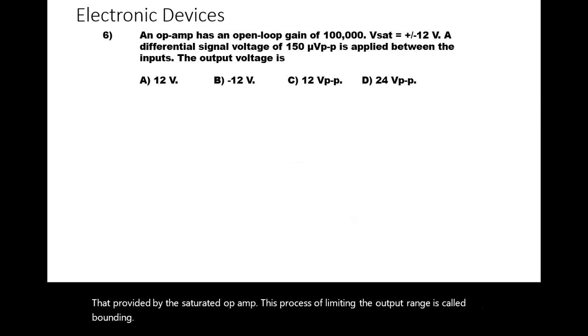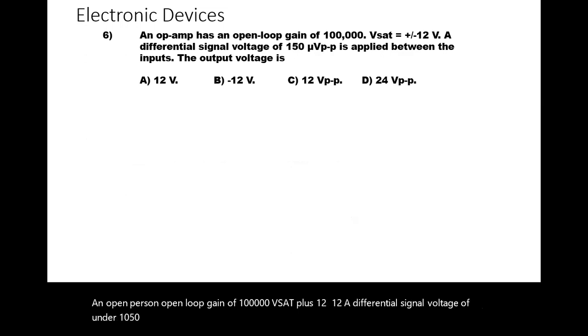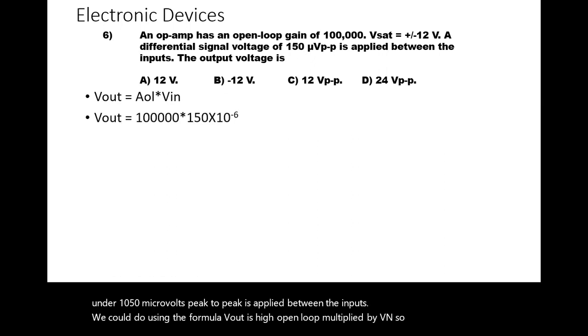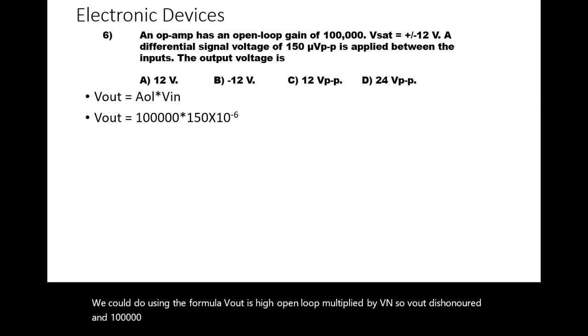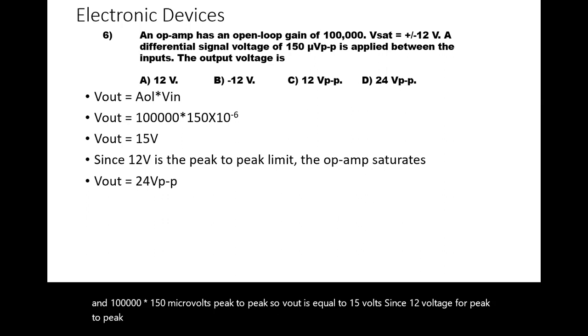An op-amp has an open loop gain of 100,000, V sat of plus 12, minus 12. A differential signal voltage of 150 microvolts peak to peak is applied between the inputs. The output voltage is equal to, using the formula, V out is A open loop multiplied by V in. So V out is 100,000 multiplied by 150 microvolts peak to peak. So V out is equal to 15 volts. Since 12 volts is the limit, the op-amp saturates, and V out is, in other words, 2 times 12, which gives you 24 volts peak to peak.